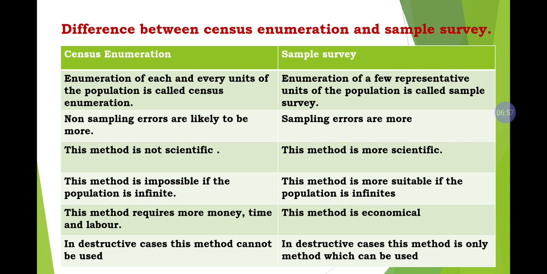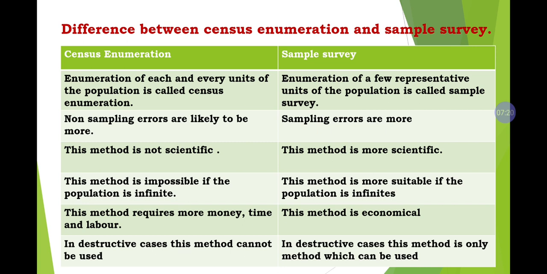So census enumeration is less economical. Sampling is economical: where I need to take samples from only a few people, less cost is incurred.